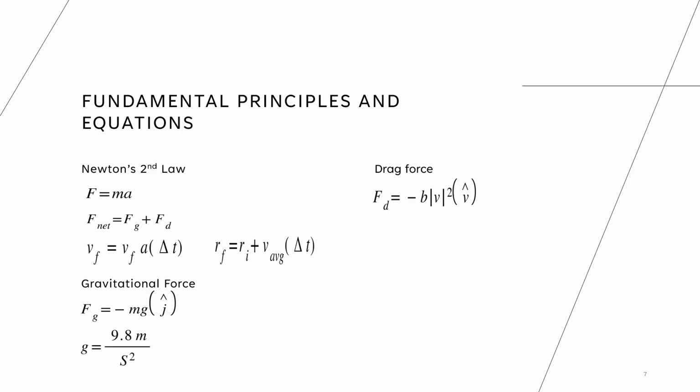Physics involved. Fundamental principles and equations. Some of the important equations for this lab are F equals ma and F net equals the sum of all forces acting upon the system. In this lab, we are only accounting for the force of gravity on Earth and the drag force. The position update and velocity update formulas can both be derived from Newton's second law.